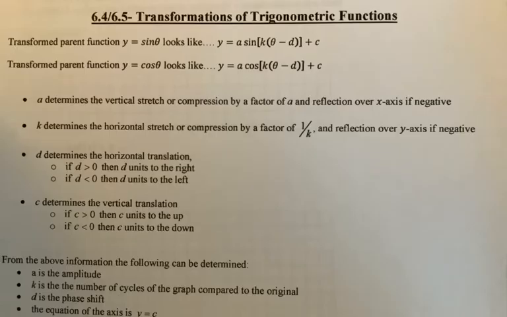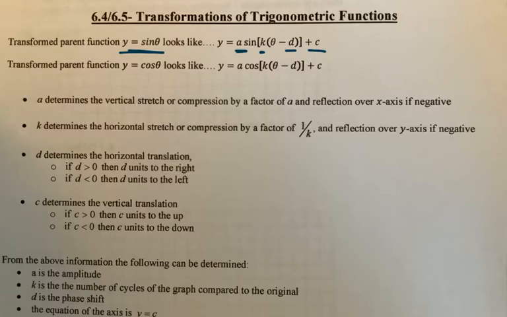So the handout looks like this, and it's actually already filled out mostly, but I'm just going to go through this and read it with you and point out a few things, and then we'll do a few examples. So when I have the function sine x or sine theta, when it's transformed, it looks like y equals a sine k theta or x minus d plus c.